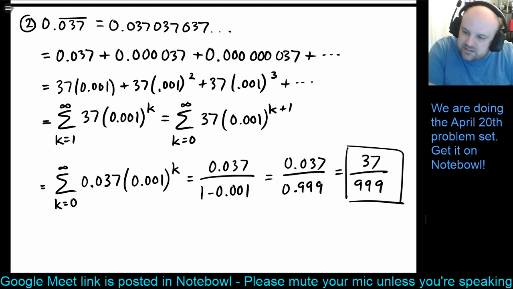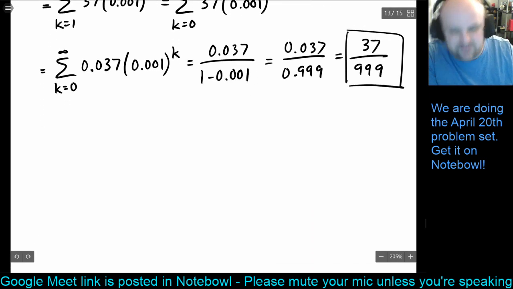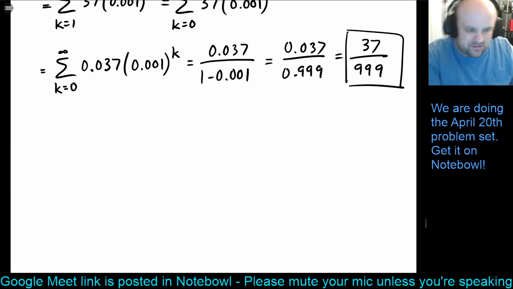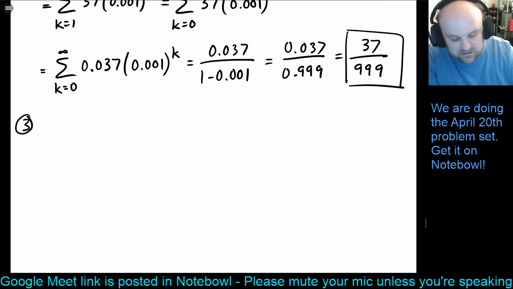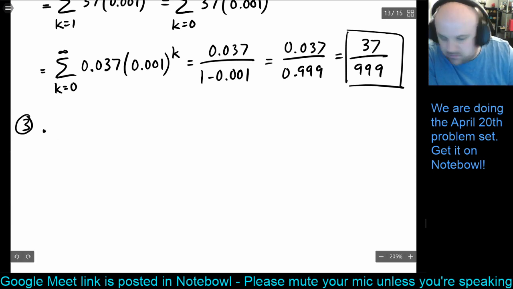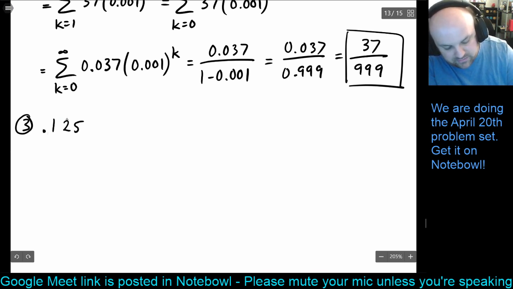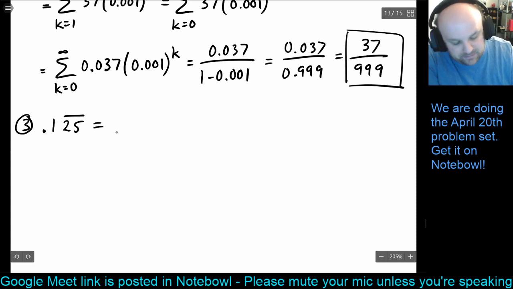So there is 1 minute left. I do want to do this last problem, but of course, if you have somewhere to be, don't feel obligated to stick around. I actually wrote the wrong thing in the notes, or maybe I didn't, but I want to do a different one. I want to do the example 0.125, where just the 25 repeats. So 0.1, 25, 25, 25, and so on.